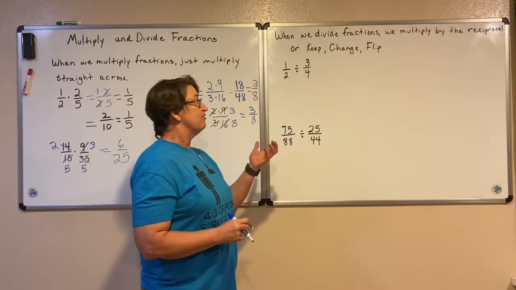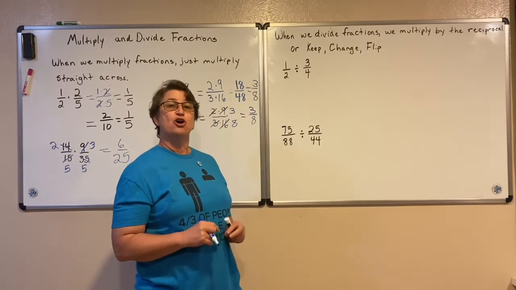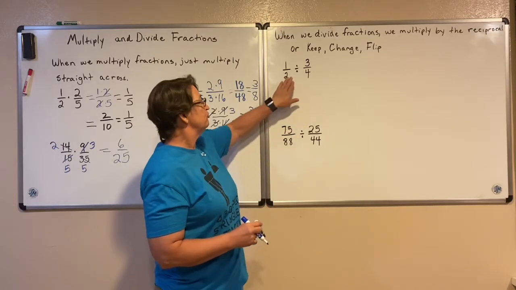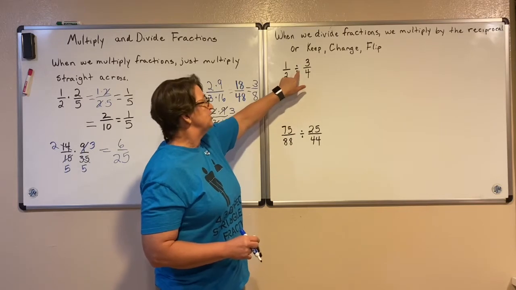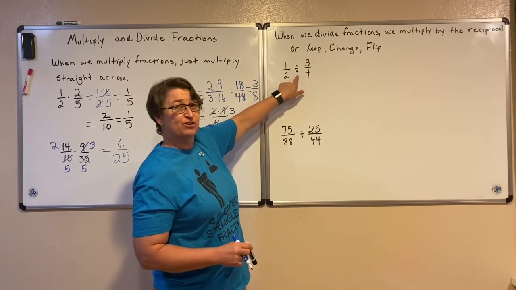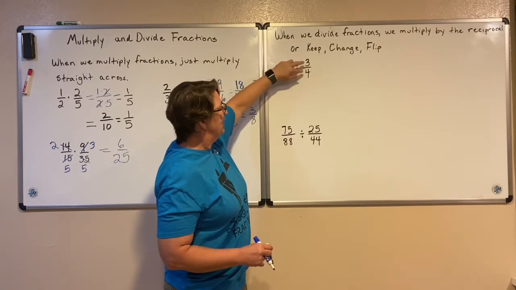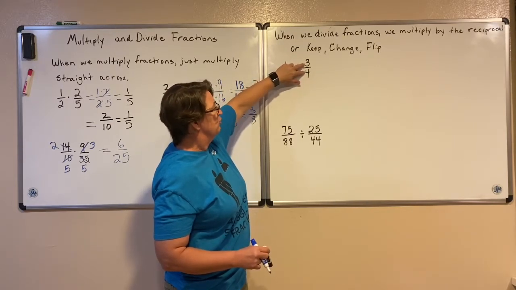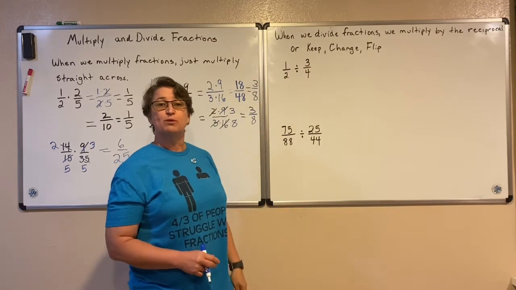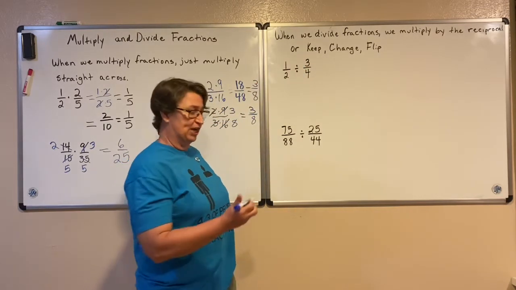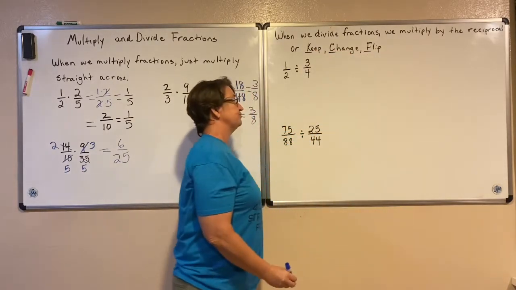Now, when we divide fractions, we're going to just multiply it by the reciprocal. In other words, we're going to keep this first fraction the way it is. We're going to change our sign from division to multiplication, and we're going to flip the second one. That's what the reciprocal is. It takes this and it flips it. So we're going to multiply by that reciprocal. We're going to keep, change, flip. It's almost KFC, but not quite.